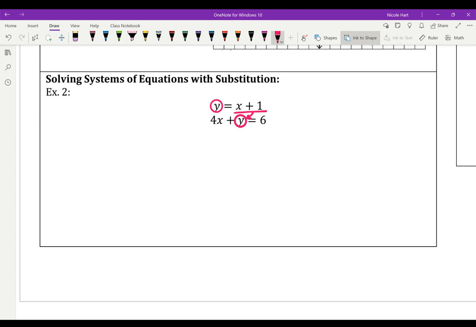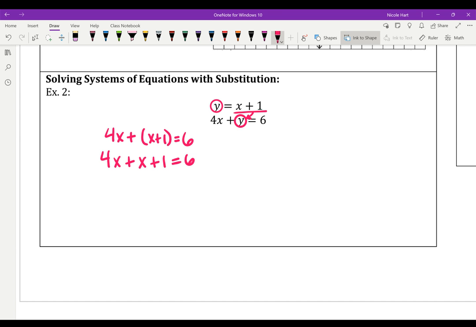So I'm going to rewrite the second equation. So I have 4x plus, and then when y happens, I'm going to put parentheses. I'm going to plug in or substitute in the x plus 1, close parentheses, and continue the equation equals 6. Now that addition symbol in front of the parentheses has a 1 behind it. That doesn't change anything. There's nothing to distribute into the parentheses, so I can get rid of the parentheses now. So we have 4x plus x plus 1 equals 6.